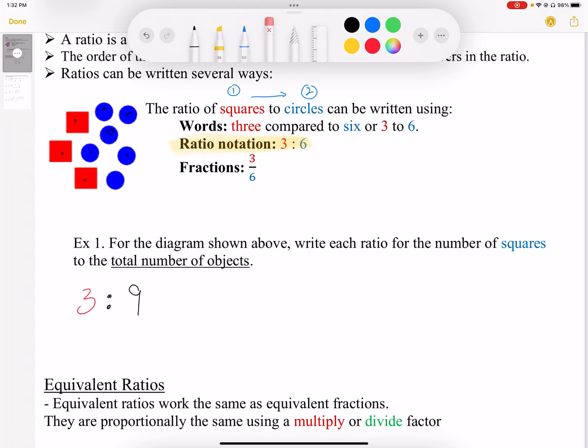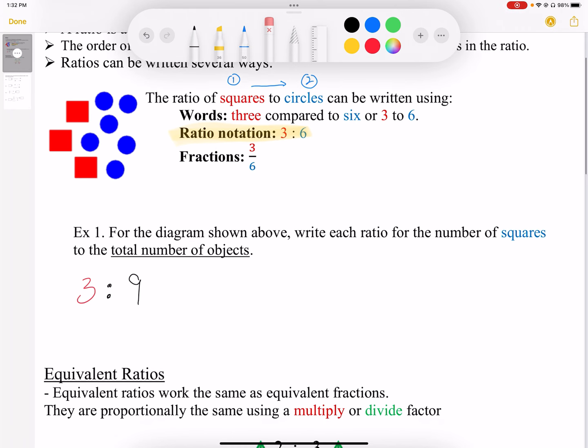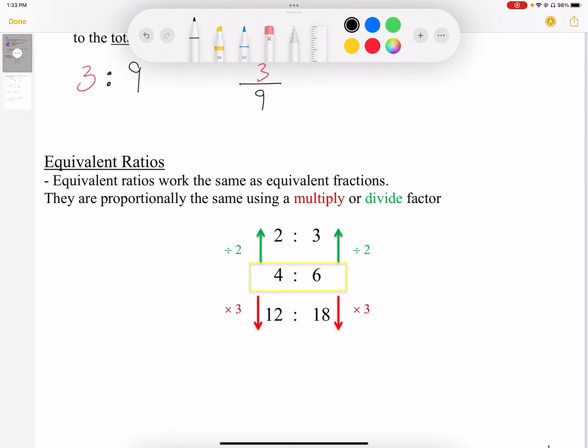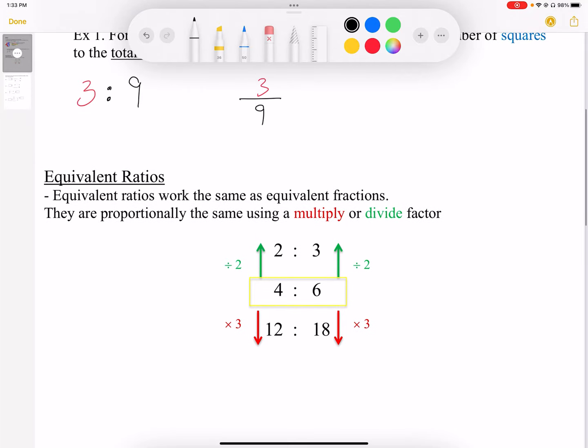ratio. Now, because this is a ratio, we can simplify this ratio just like we can simplify fractions. So in a fraction, this would have looked like this. As a fraction, we have 3 squares to 9 total objects. When we do equivalent ratios, it works just like with fractions. There's a times divide relationship. So when we compare 4 to 6 as a fraction, and we want an equivalent fraction, we can divide by 2 on top and bottom, and we get an equivalent fraction of 2 to 3.